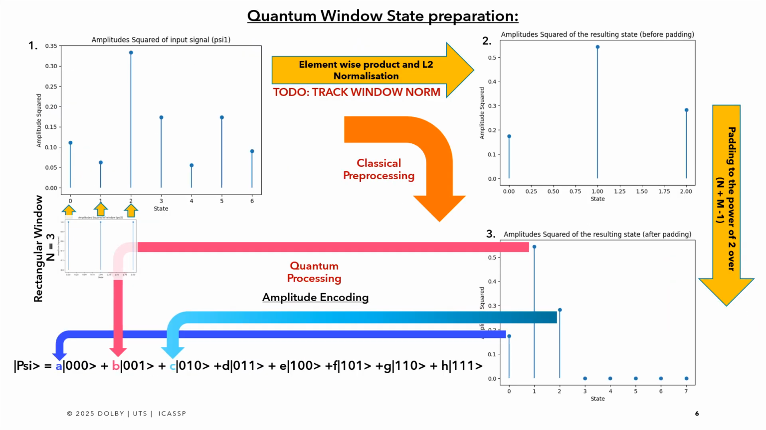How is the quantum window state prepared? For that, we actually perform element-wise multiplication, L2 normalization, and padding to a power of 2 in the classical domain, which we label as classical preprocessing. Thereafter, these classically processed data points are amplitude encoded as coefficients of the column vector, which is the stand-in for the quantum state. This is the quantum processing, and thereafter we go into the quantum circuit.